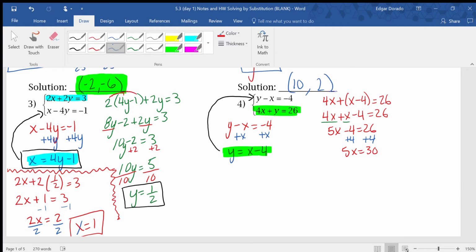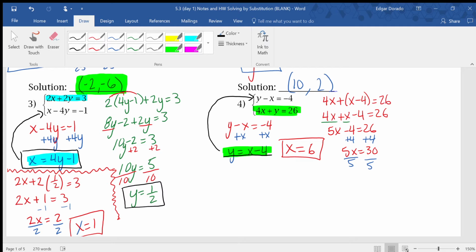Divided by 5, divided by 5. So we get an answer of x equals 6. Okay, so we get x equals 6. Now I can go ahead and substitute that back into one of my original equations. Alright, so I'm going to go ahead and plug it back into one of my original equations. Okay, so I'm going to go ahead and choose, it honestly doesn't matter, but I'm going to choose this one right here. Okay, even though it's rewritten, it essentially is one of the original equations.